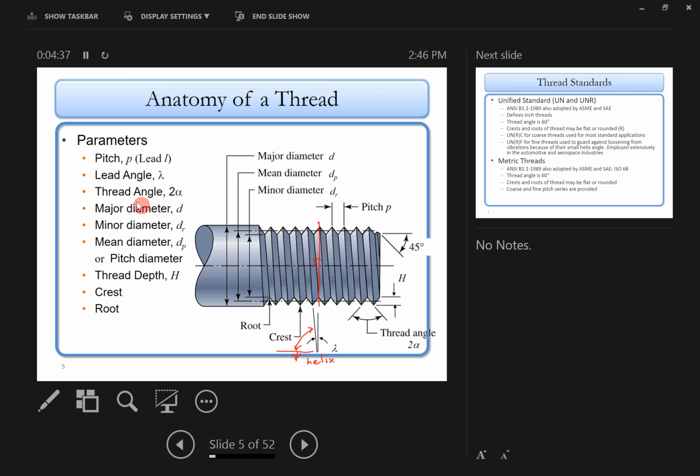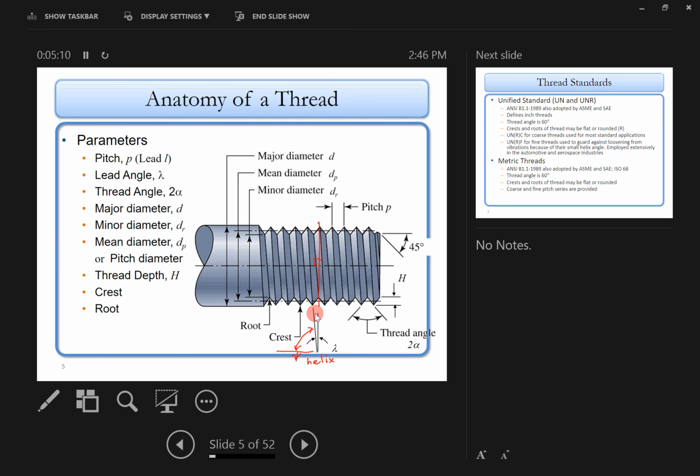There is another angle called lead angle lambda. Lead angle lambda is more of a concept related to the helical curve. If you draw a vertical line and look at the inclination of the line here, you get basically the lead angle. Lead angle is 90 degrees minus the helix angle. Helix angle is another concept related to the helical curve. So lead angle you can also think about like this.